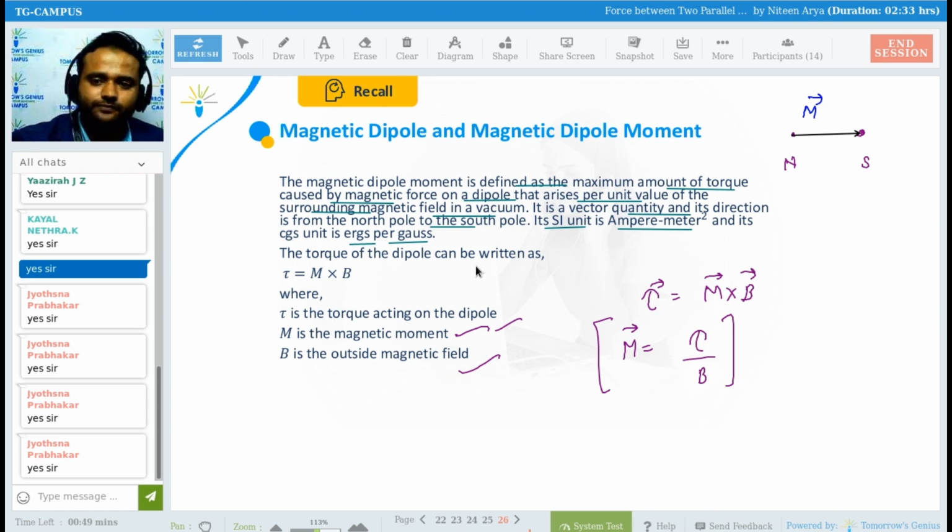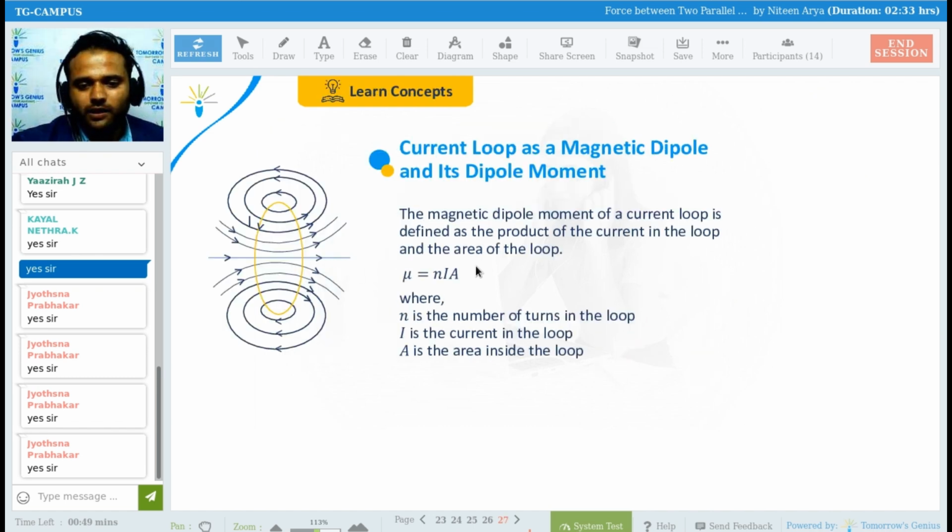Is this clear, beta? Okay. Now moving ahead, this is important. As we know, current carrying loops or current carrying wire behave as a magnet. So simply, instead of writing M as a magnetic moment, we can write mu. This is your magnetic moment also.